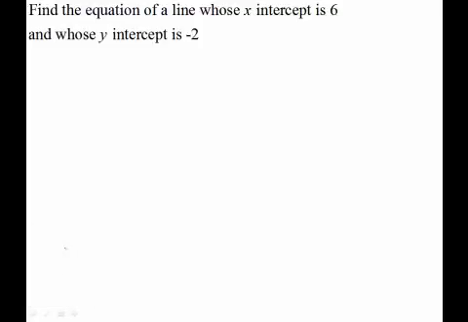This problem kind of goes hand in hand with the problem a couple of slides ago on the sheet where we actually found the x and y intercept. So if you haven't looked at this problem yet, let me just rehash this part. If we know the x-intercept is 6 and the y-intercept is -2, then we are basically looking for the equation of that line.